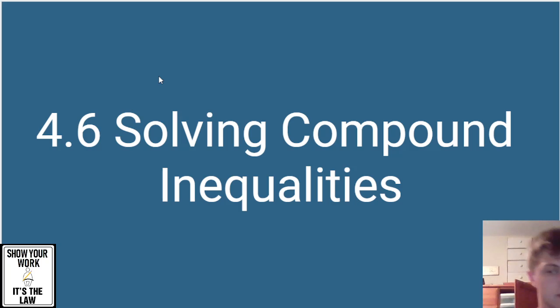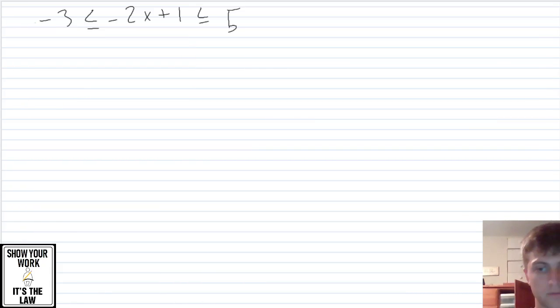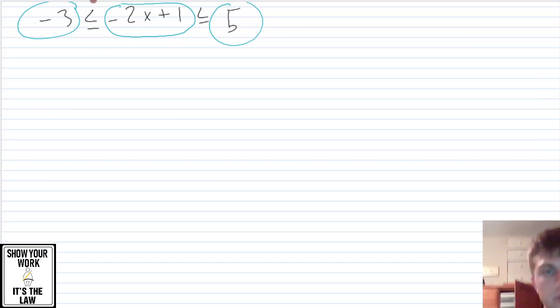Actually, hold on. We'll just do a practice problem. Let's go to page 143, 4.6c, and do that one. -3 less than or equal to -2x plus 1 is less than or equal to 5. What we want to do is just get the variable by itself like always. We want to think about it in chunks: one chunk, one chunk, one chunk, and we define the chunks as being separated by our little signs right here.